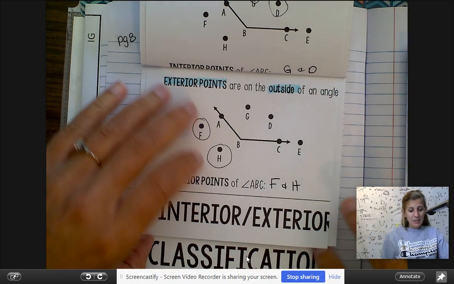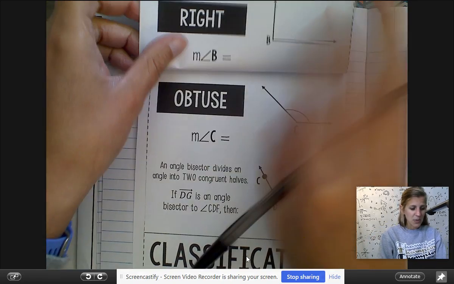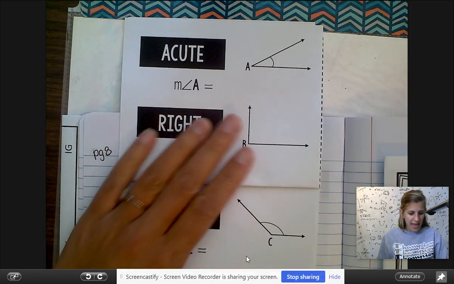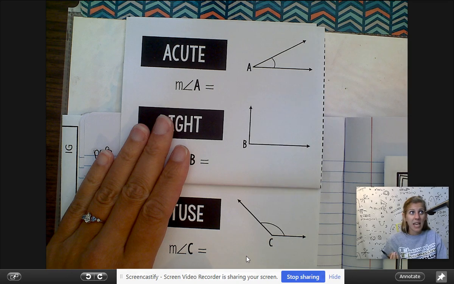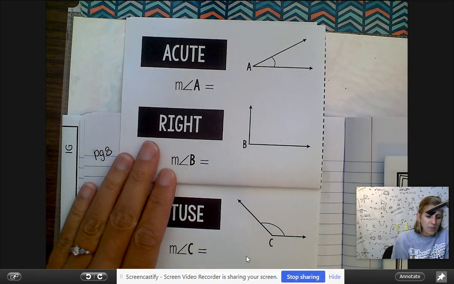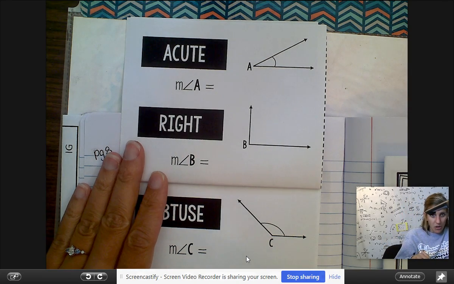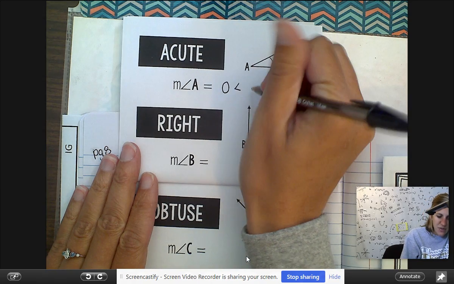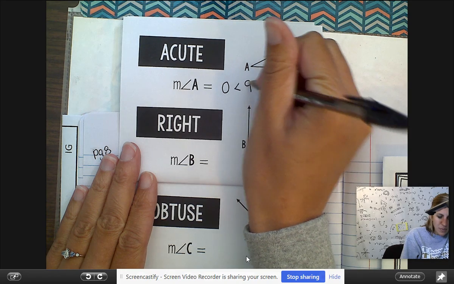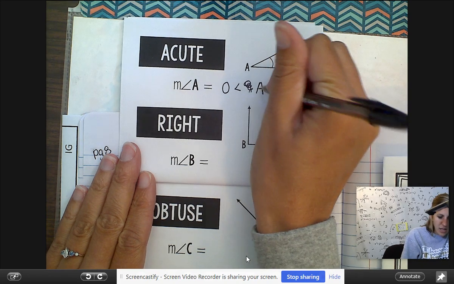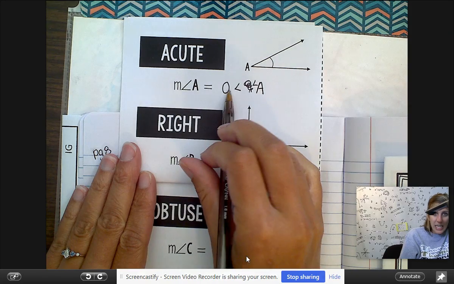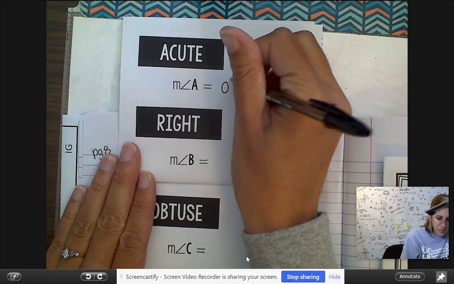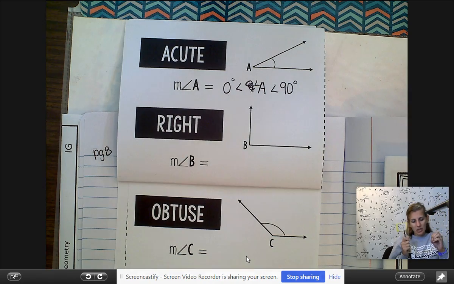Now, when we're talking about different types of angles, this is where I feel like you guys might remember some stuff. So we have different types of angles when we are small, big, or certain measures. So if I am a smaller angle, and when I say smaller, I mean smaller than 90. If angle A is between 0 degrees and 90 degrees, then it is acute.